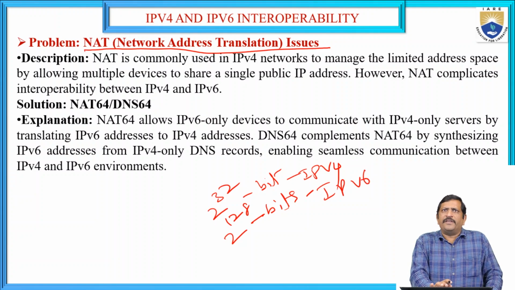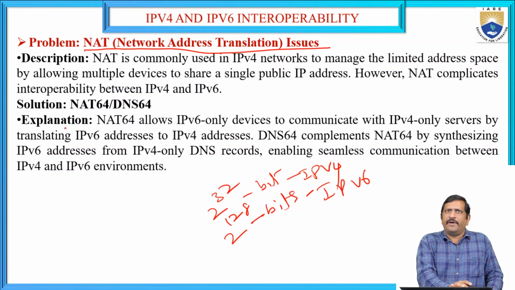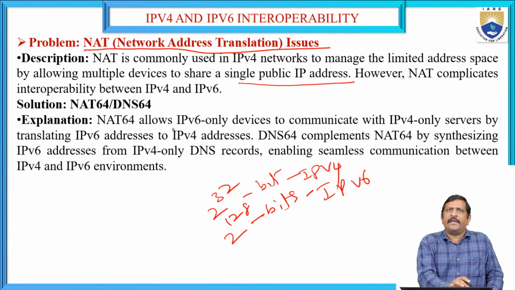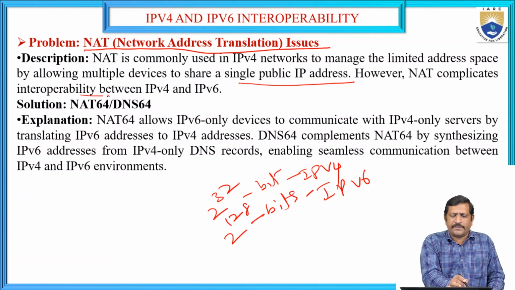Here the problem is NAT, network address translation, which is commonly used in IPv4 networks to manage the limited address space by allowing multiple devices to share a single public IP address. However, NAT complicates the interoperability between IPv4 and IPv6.